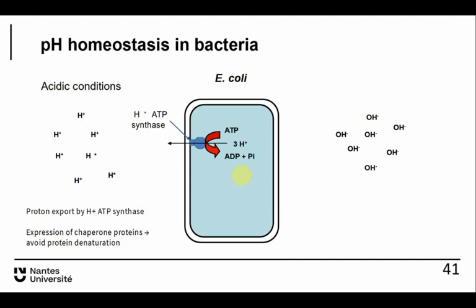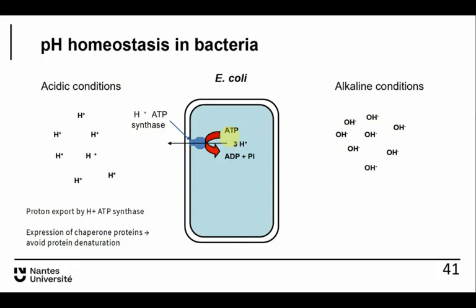So normally this ATP synthase is used to generate ATP by importing protons. But it can also work the other way around, hydrolyze ATP and export protons. So the energy is used here in the form of ATP to keep the pH more neutral and less acidic. So that's one mechanism used by bacteria to control their internal pH, and they will also express chaperone proteins to try and avoid protein denaturation and precipitation.